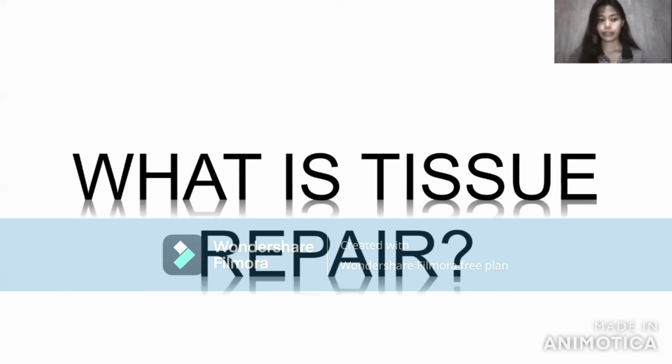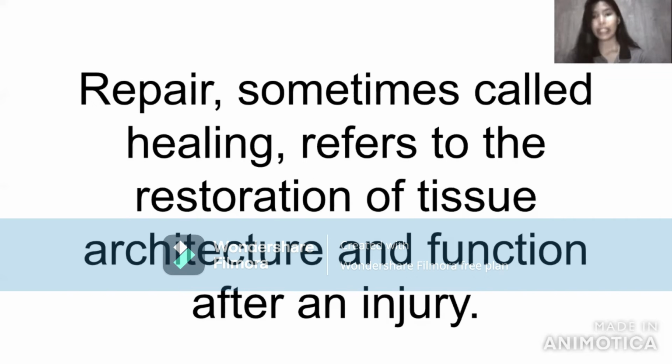What is tissue repair? Whenever there is an injury in a certain tissue, what can happen? Inflammation will be there, which helps ward off infectious agents, but then it also needs to restore the tissue back to its normal function. So repair, sometimes called healing, refers to the restoration of tissue architecture and function after an injury.